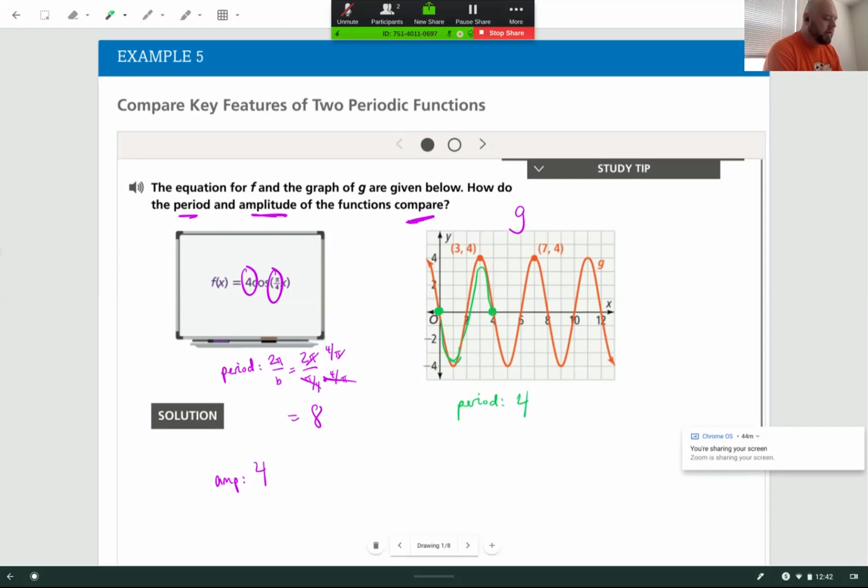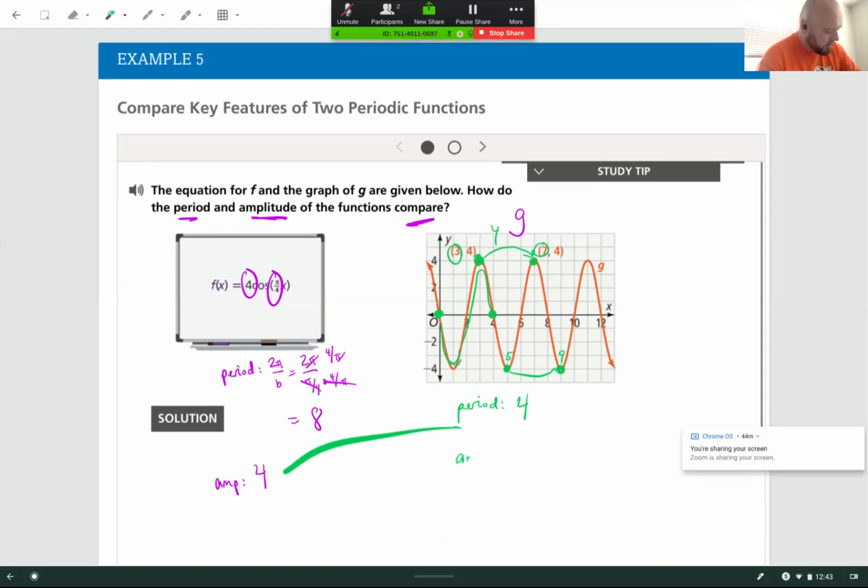Another way you could think about this is if we are up at the maximum right here at 3, 4, when's the next time we get to a maximum? At 7, 4. How far is it from 3 to 7? It's 4 units. So that's another way you can see your period. You could also do the minimum to the next minimum. This is at 5 to 9. And you can see again, that's 4 units. So you can see that these two functions have the same period.